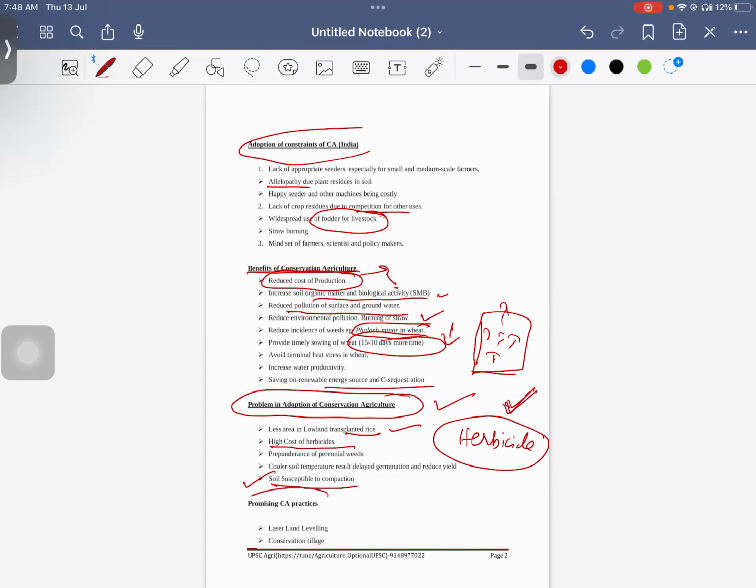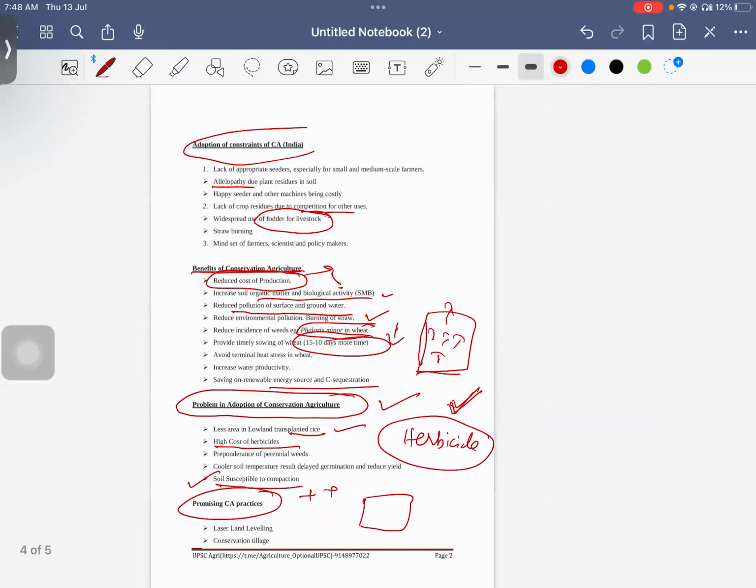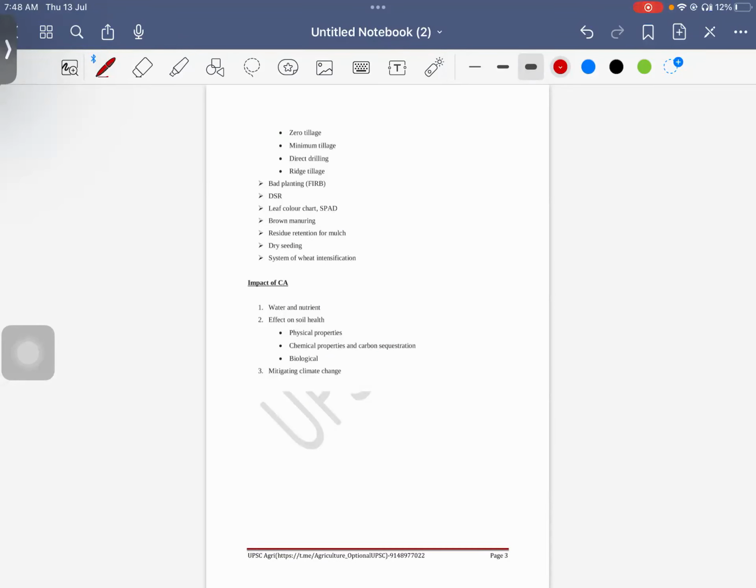So, what are the promising conservation agriculture practices which we can do? We should go for laser land leveling, and we should go for minimum tillage or conservation tillage. Okay, and also we can use some resource conservation technologies like use of leaf color chart, use of SPAD meter. So these are things by which we can assess the nutrient level or the nitrogen level. So it has an effect on soil health and the climate advantage.